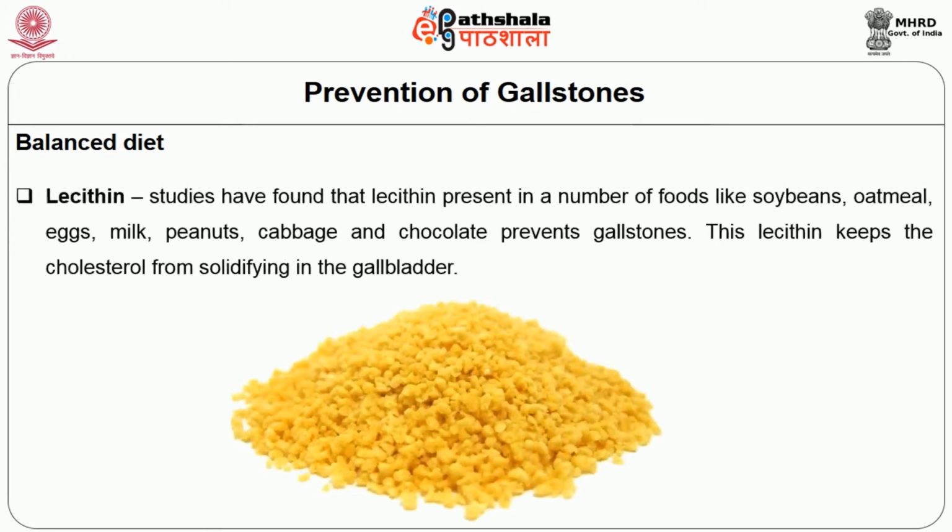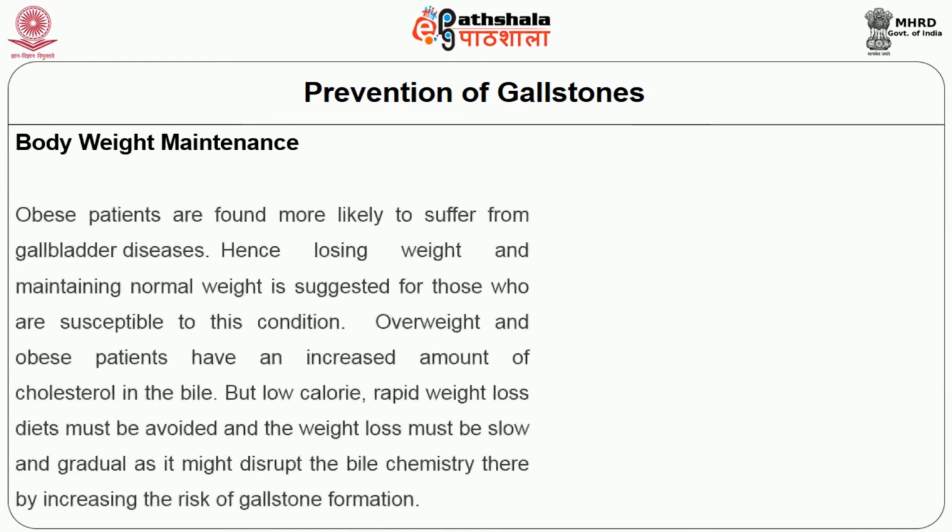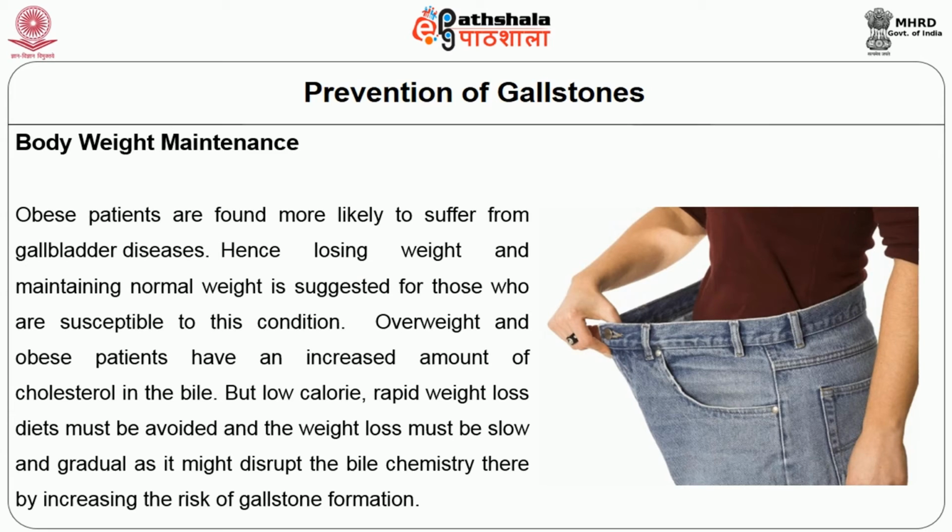Next is lecithin. Studies have found that lecithin present in a number of foods like soybean, oatmeal, egg, milk, peanuts, cabbage and chocolate prevents gallstones. This lecithin keeps the cholesterol from solidifying in the gallbladder. The next important factor is body weight maintenance. Obese patients are found more likely to suffer from gallbladder diseases. Hence, losing weight and maintaining normal weight is suggested for those who are susceptible to this condition.